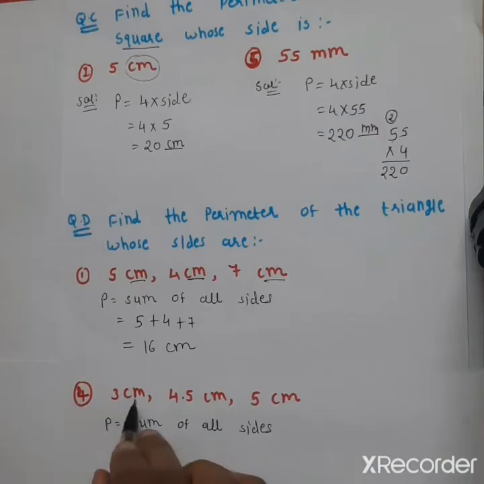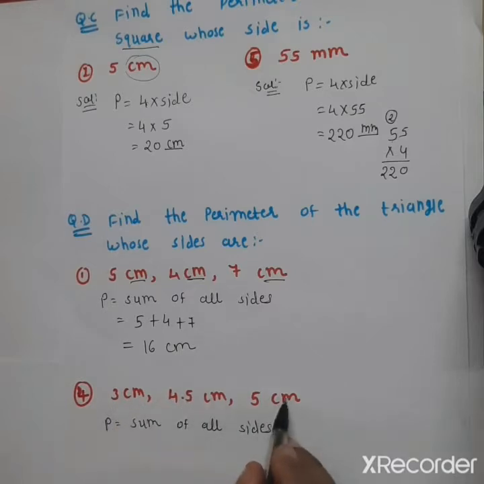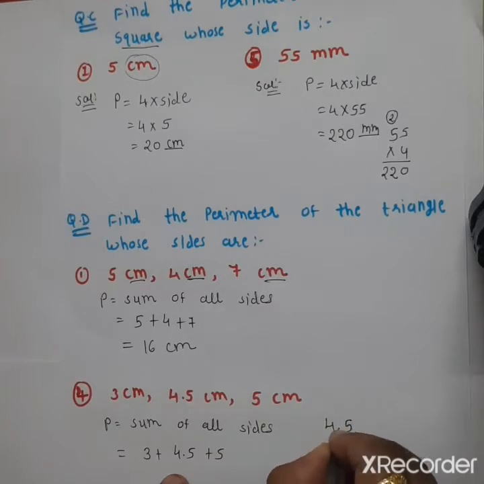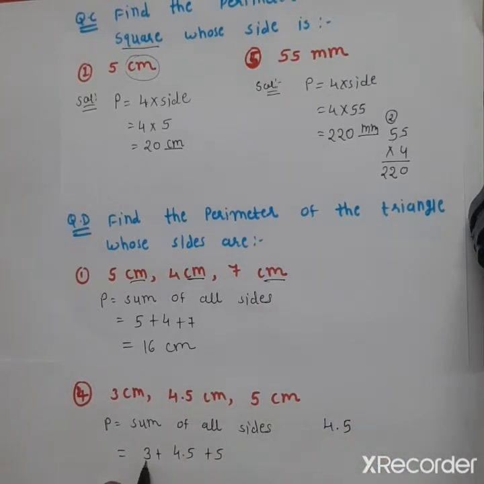The fourth one is 3 centimeter, 4.5 centimeter and 5 centimeter. Perimeter means the sum of all sides. That means 3 plus 4.5 plus 5. Children, here one number 4.5 is given in decimal and the other two numbers 3 and 5 are not given in decimal. So we will convert them into decimal. 3 can be written as 3.0 and 5 can be written as 5.0.